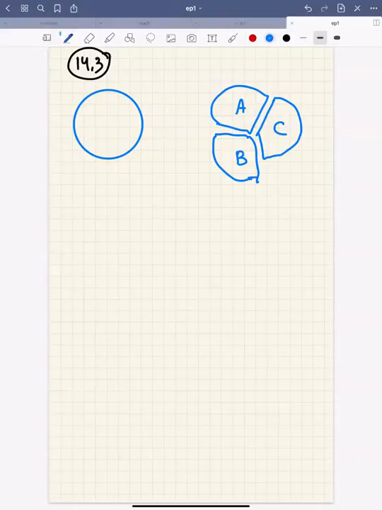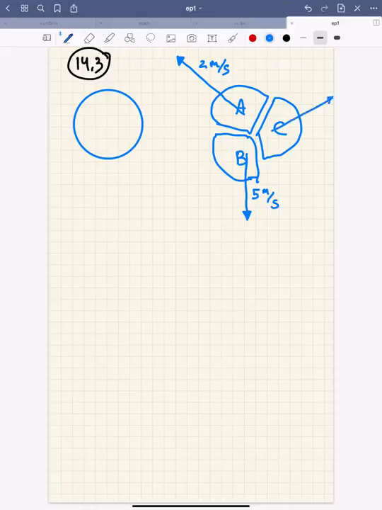All these parts are now moving. Part A has a velocity of 2 meters per second. Part B has a velocity of 5 meters per second. And the velocity of part C is unknown, and this is what we have to find. We know some angles. The angle between part A and part C is 100 degrees, and the angle between part B and part C is 130 degrees.